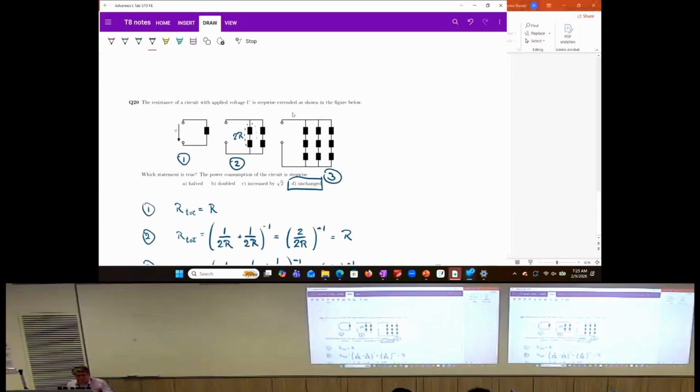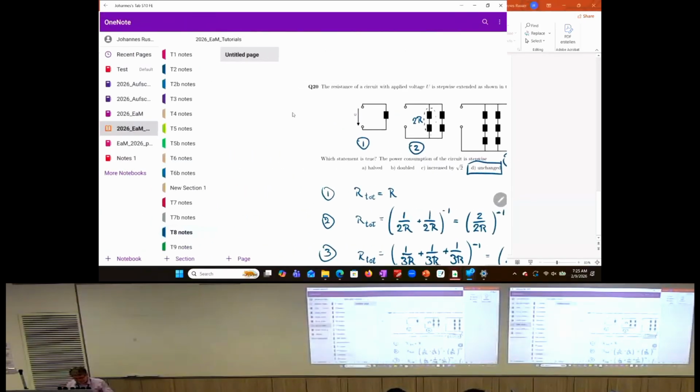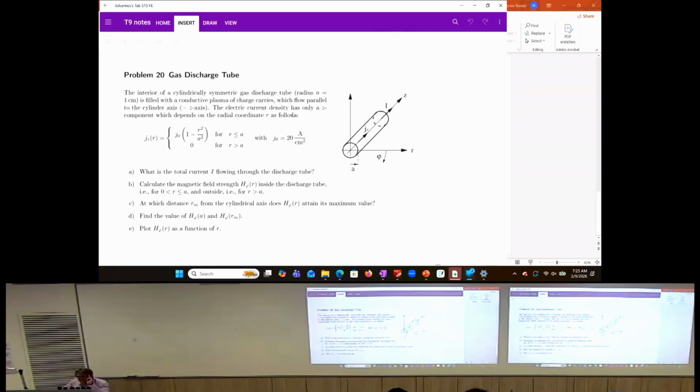Let's go to problem number 20 from our tutorial problems, and that is a gas discharge tube. So you see that graphed here. You have a little tube in cylindrical shape. This is your coordinate system. This is the radial direction. It is aligned in the z direction. You have an angle phi here. And you have here a current density that has a radial dependence.